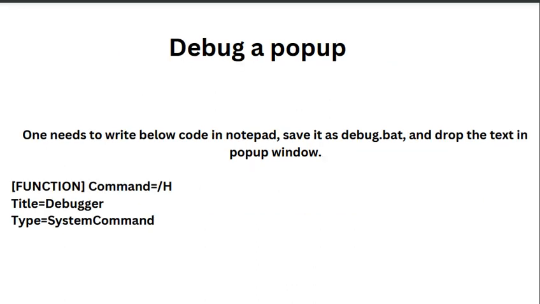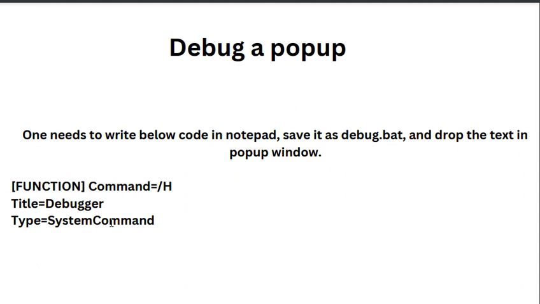So, debugging the pop-up. Consider you are getting a pop-up where you need to understand where it's coming from and what the reason is. What you have to do is take the code which is shown on the screen. In the box, function then command equals /h. Next line, title equals debugger. Next line, type equals SystemCommand.